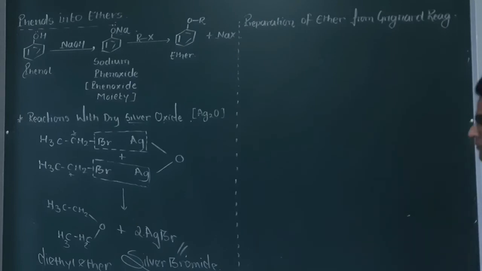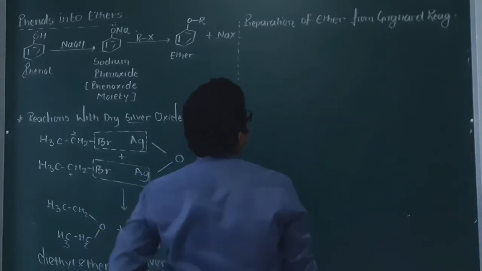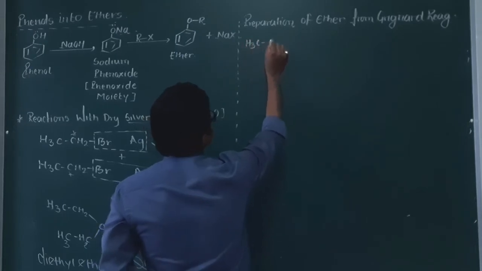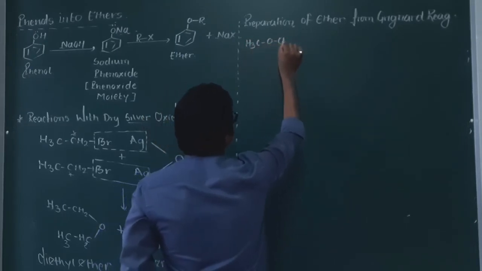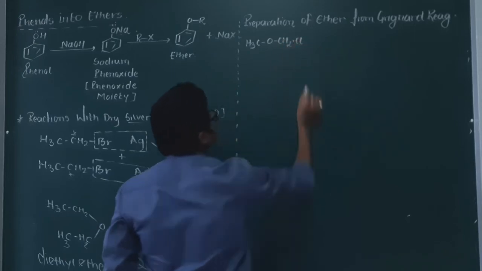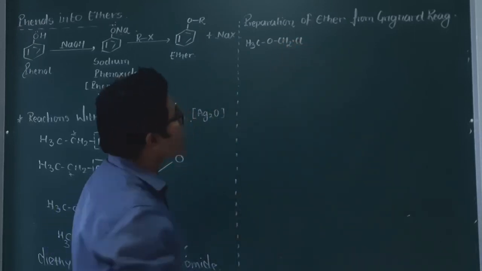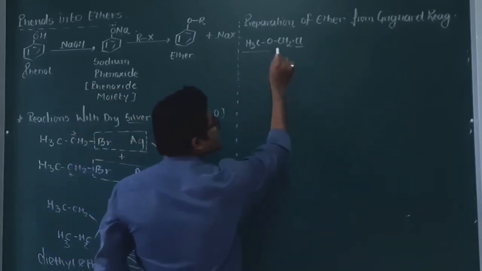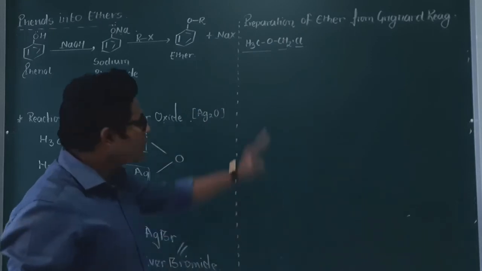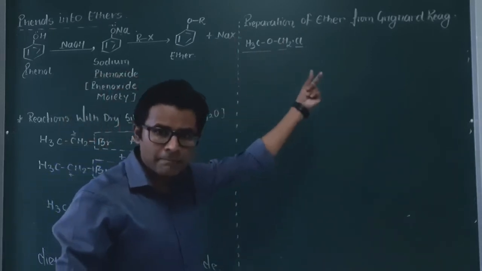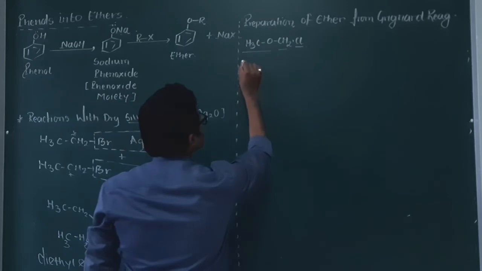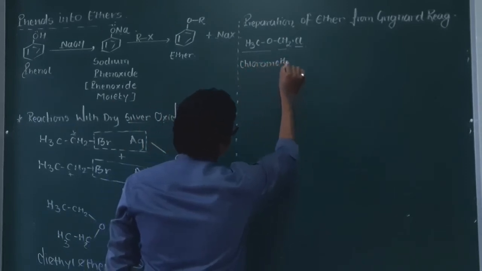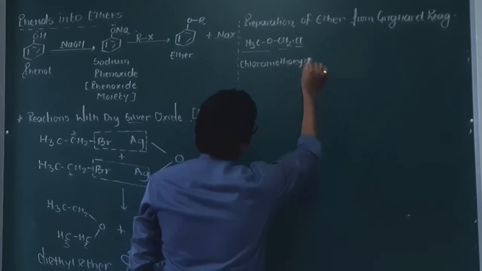Let us take into consideration first CH3OCH2Cl. This is chloromethoxymethane.